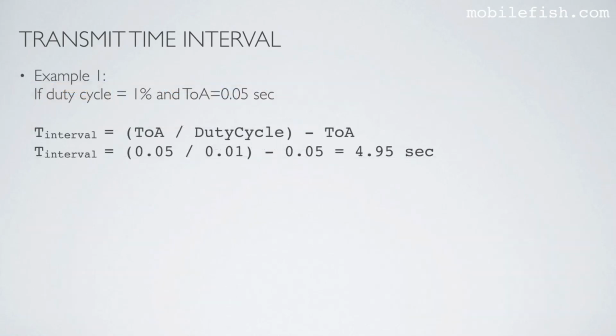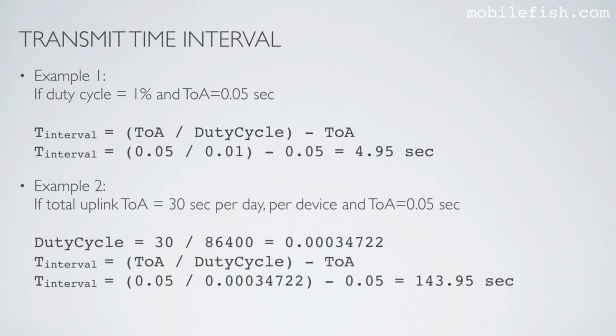This is example 1. If the duty cycle is 1% and the time on air is 0.05 seconds, the transmit time interval is 4.95 seconds. This is example 2. If the total uplink time on air is 30 seconds per day per device and the time on air is 0.05 seconds, then first you calculate the duty cycle, which is 0.000347722. The transmit time interval will be 143.95 seconds.